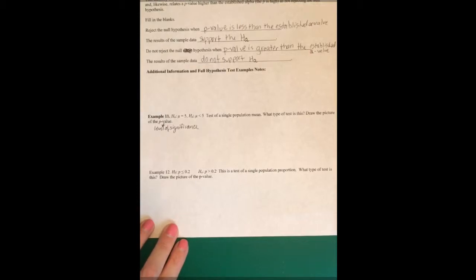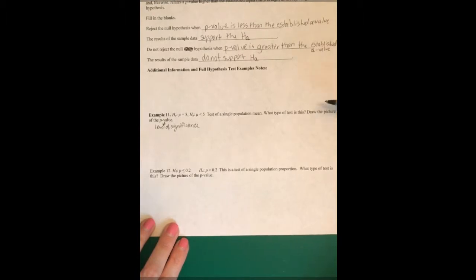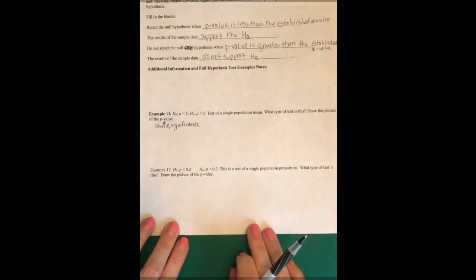Example 11 says the null hypothesis is when the mean equals 5. The alternative is the mean is less than 5. It says test of a single population mean. What type of test is this? Draw the picture of the p-value. Remember, the p-value is the level of significance.